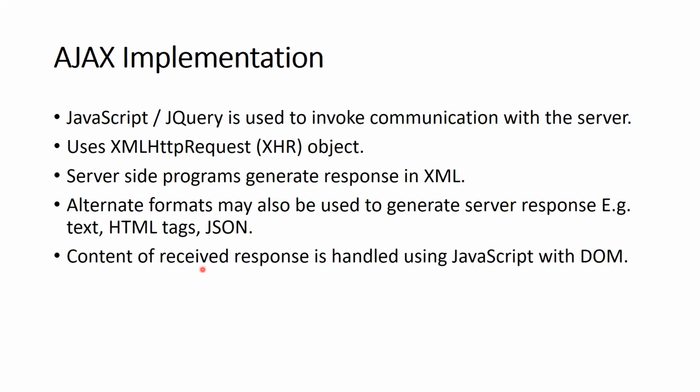Now, implementation. When we're implementing AJAX, generally you are trying to invoke some form of communication with the server, and generally that is done with JavaScript and jQuery. The server-side programs generally respond in terms of XML. Now, why XML? Because we're dealing with databases, and databases are generally in tabular or relational format. Moreover, with XML, you have other formats that are generated by the server. This may be in terms of text, HTML tags, JSON, etc.